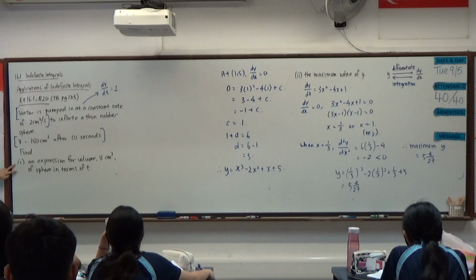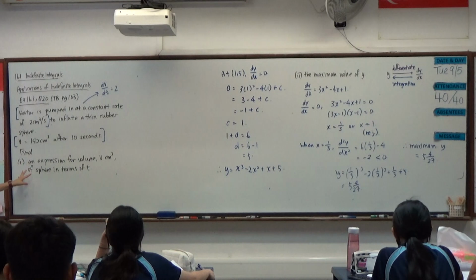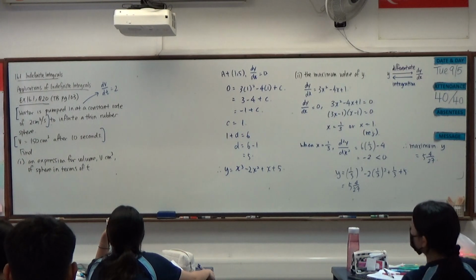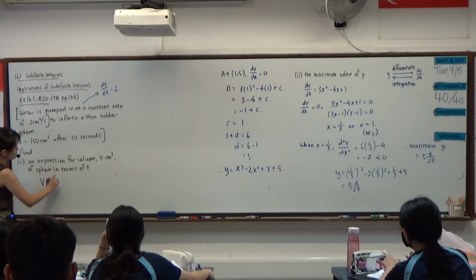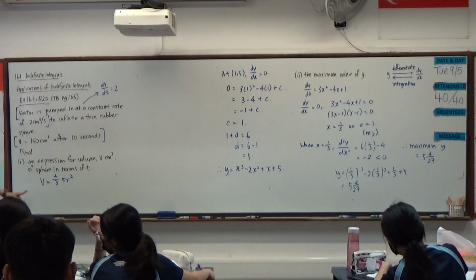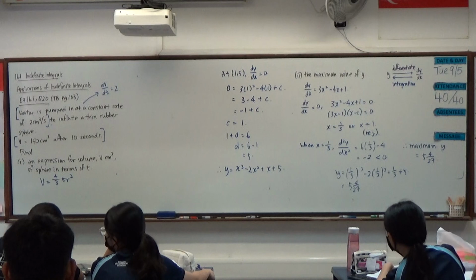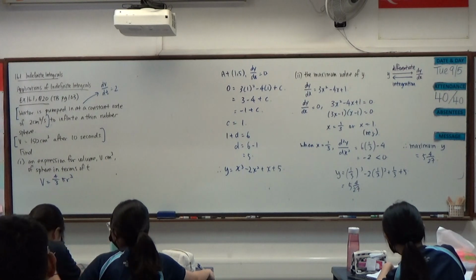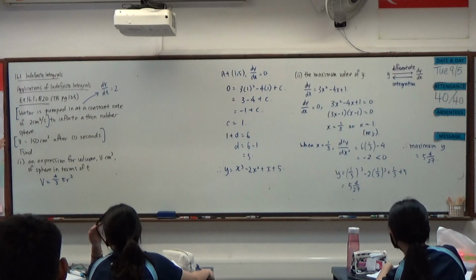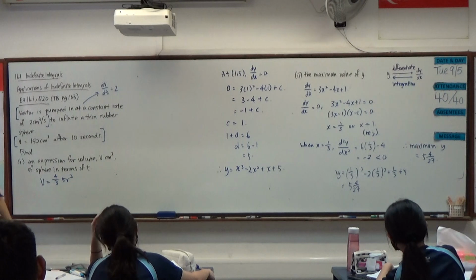Let's look at the very first part of the question. It says to find an expression for the volume of the sphere in terms of t. We know the volume of a sphere in terms of r, which is V equals 4 over 3 pi r cubed. But this information is not helpful for us to find the volume in terms of t, because we don't have any information about the radius given in the question. So the problem here is, how do we solve this to determine the volume?